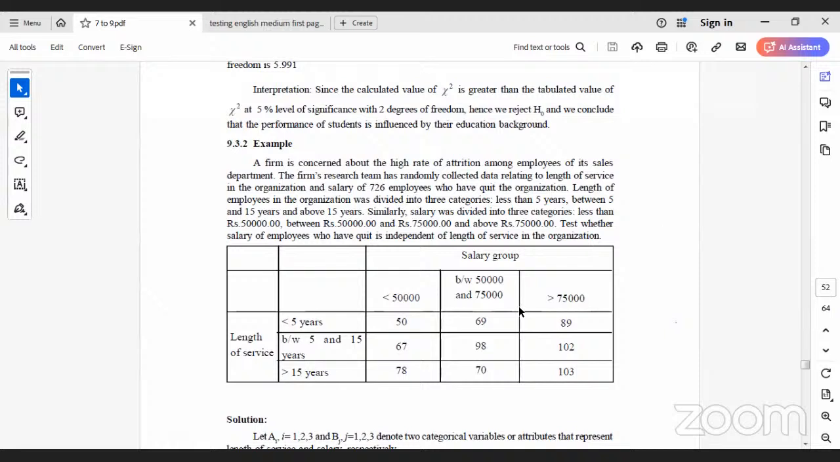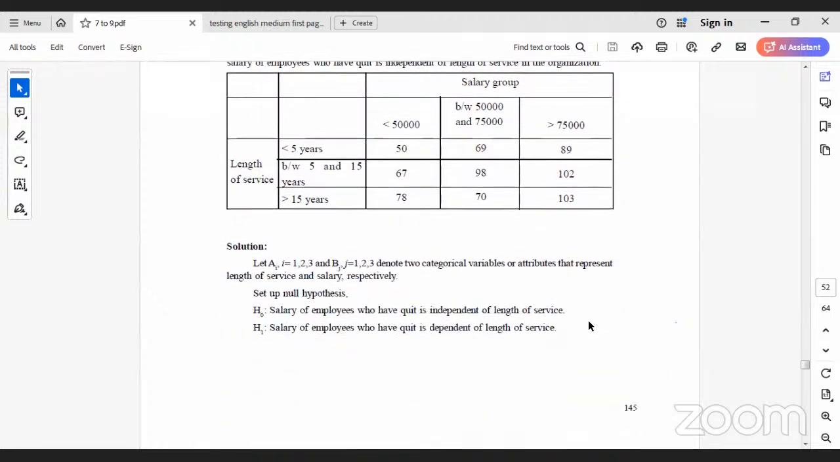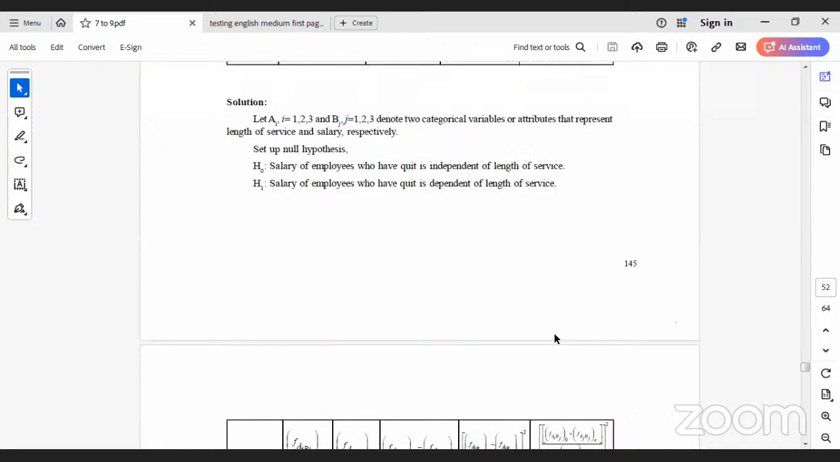Length of service less than 5 years, between 5 and 15 years, greater than 15 years, that is 50, 60, 78, between 5,000 to 70, 69, 78, 70, it is 103. Let i equal 1 to 3 and j equal 1 to 3 denote categorical variables or attributes that represent the length of service and salary respectively. Set up the null hypothesis. H0: salaries of employees who have quit are independent of length of service. H1: salary of employees who quit is dependent on length of service.